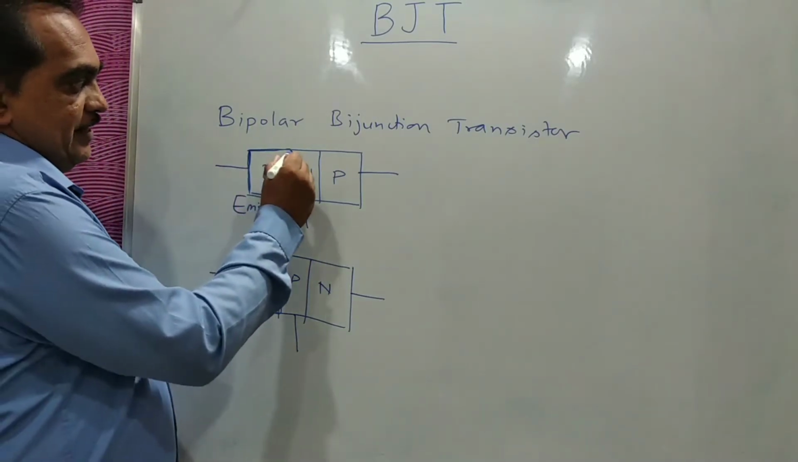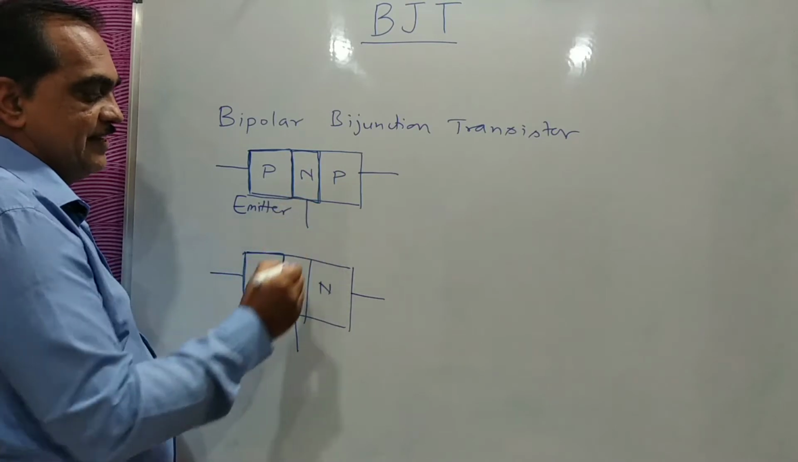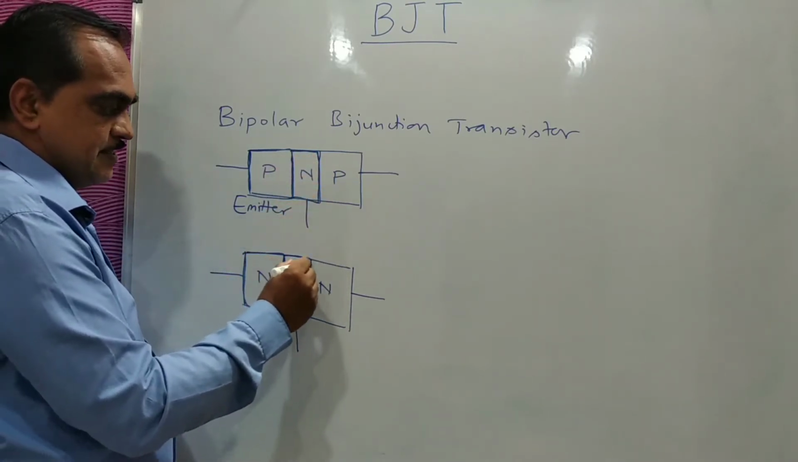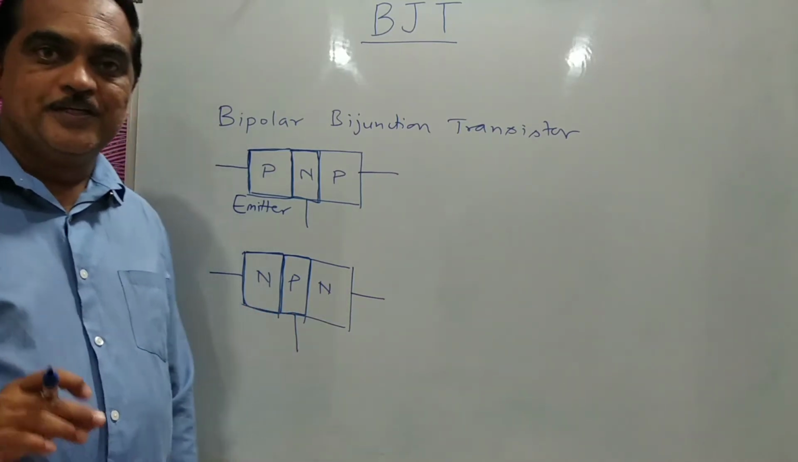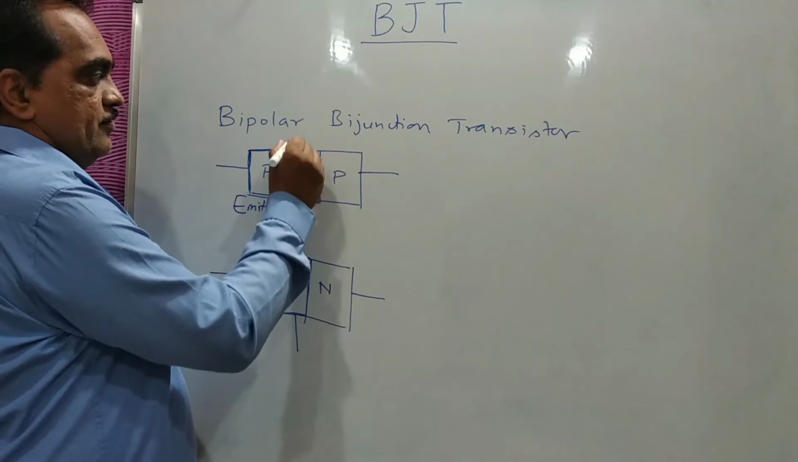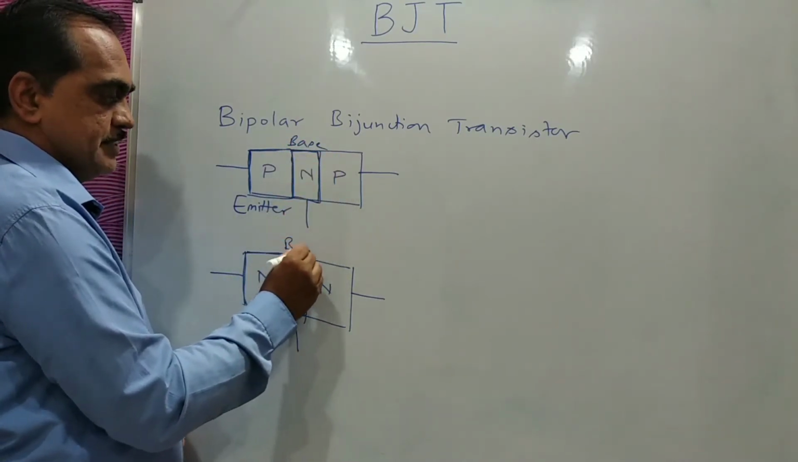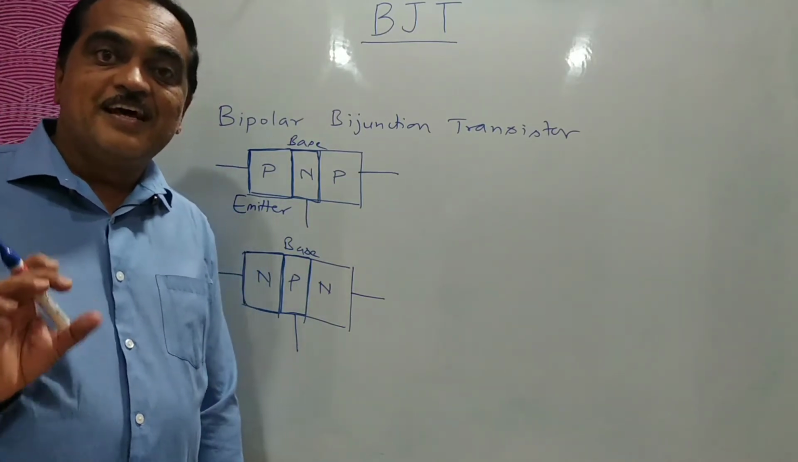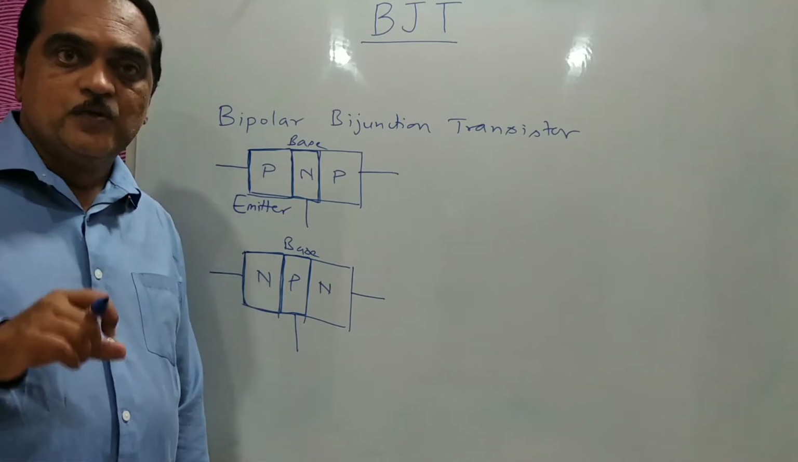The second layer, which will be thin and lightly doped, in this case N, in this case P, is called the base. Even here this is called the base. It is thin in size and lightly doped, so the number of majority charge carriers doping will be less.